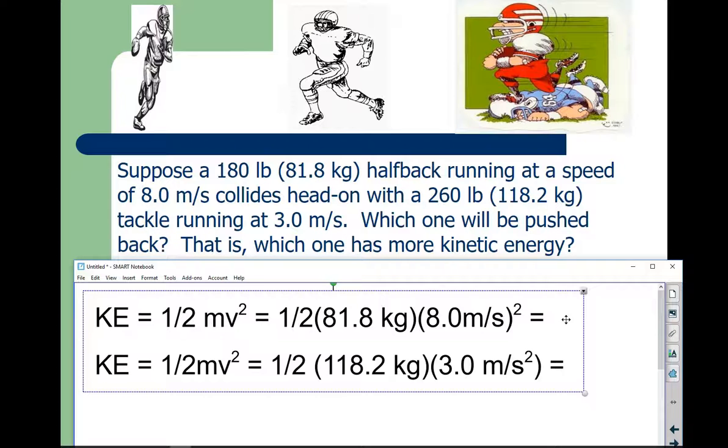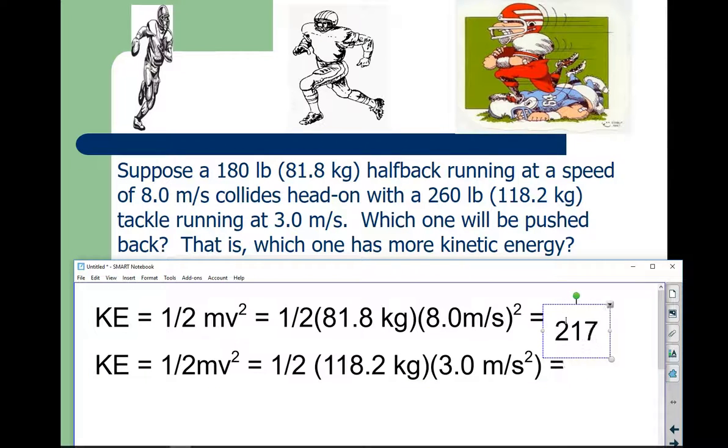Yes, Valerie? It's going to be fairly big. 2017.6. Okay, and that is joules. Okay, what about the bottom one?